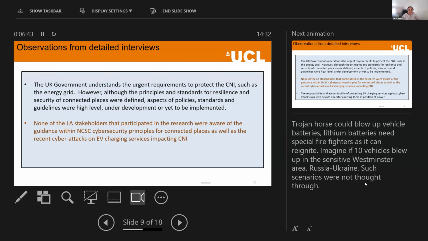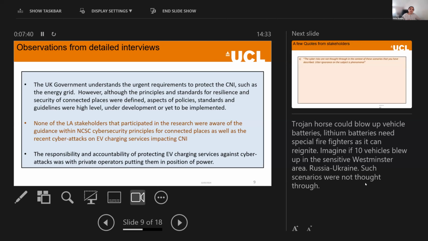In terms of local authorities, the biggest observation was that they were not really aware of what the rollout of the smart EV charging services could mean in terms of cyber crimes. They were not aware that a Trojan horse inserted through an EV charging station could actually blow up the vehicle batteries. And the lithium batteries, being very specialized, need specialized firefighters because they could reignite anytime. They were not even aware of the recent 2022 cyber attacks on the EV charging machines, where all the machines from Moscow to St. Petersburg during the Russia-Ukraine war were just taken out of service by hackers. So these kinds of impacts were not known to them, and that's why they were probably not so clear about what kind of cyber risk mitigation they should be putting in place, and they had not thought through all those scenarios.